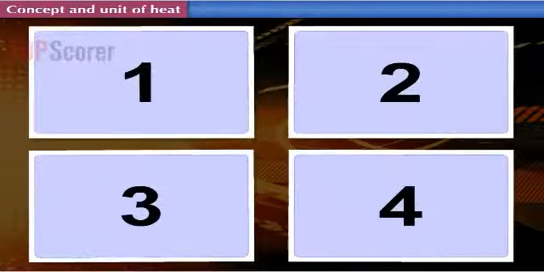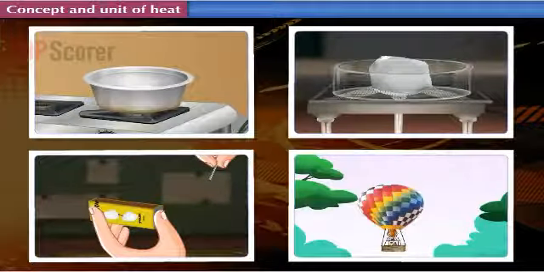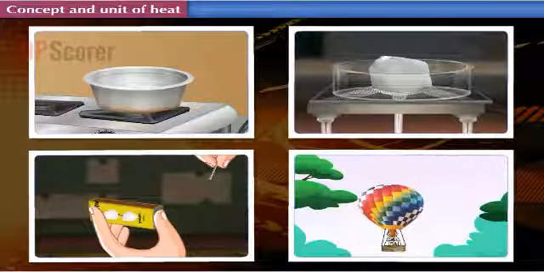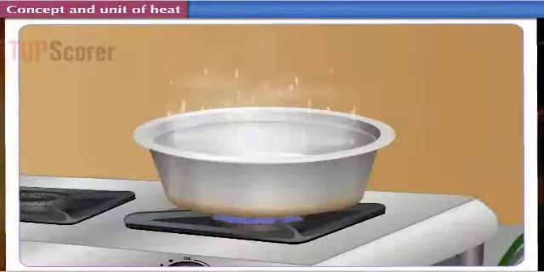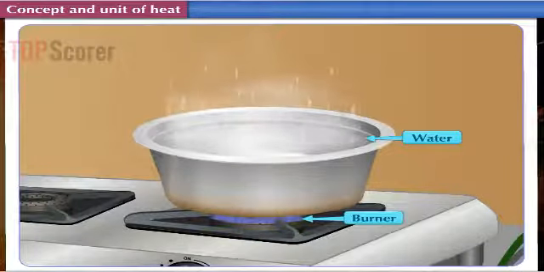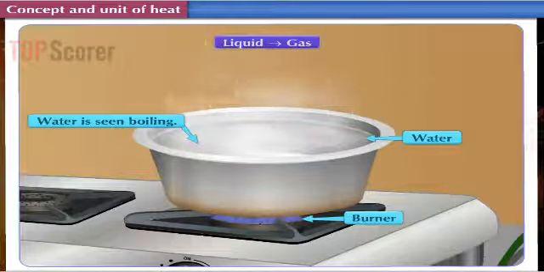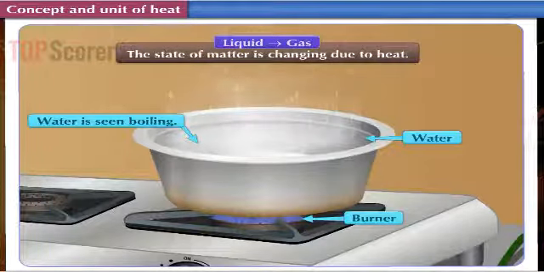Concept and unit of heat. Let us do an interesting exercise. Some events are shown here. Let us observe them and find out what they depict. In the first event, a vessel containing water is kept on a gas burner, and due to heat, water is seen boiling. Here, liquid is turning into gas. In other words, the state of matter is changing due to heat.